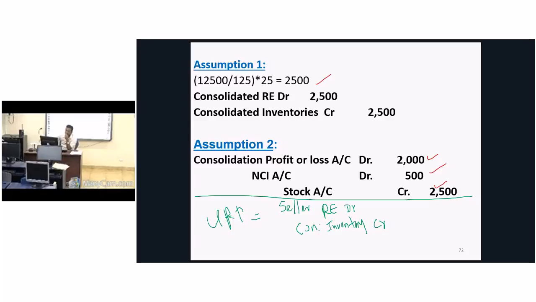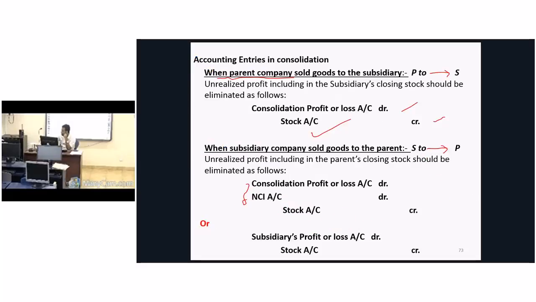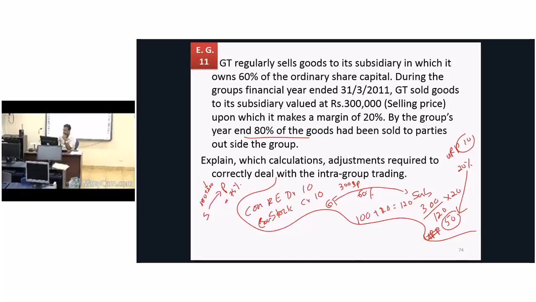Even if the parent sells goods to the subsidiary or the subsidiary sells goods to the parent, it doesn't matter. You don't need to worry about that point. The only thing you need to remember is to debit the seller's retained earnings, maybe parent or subsidiary, and every time credit consolidated inventory. Right? You just see examples later.